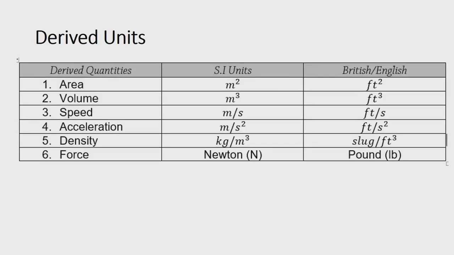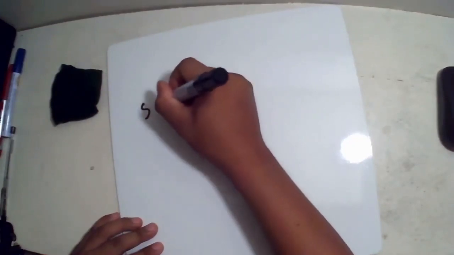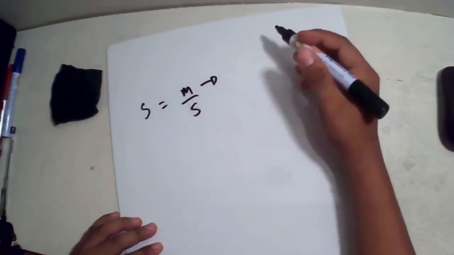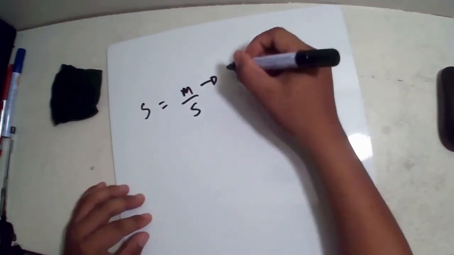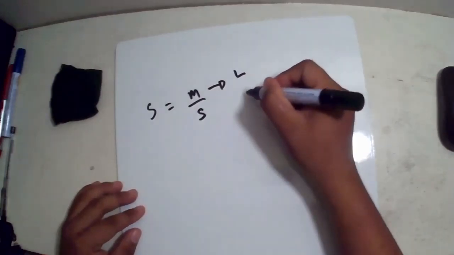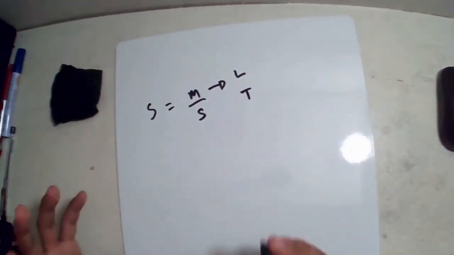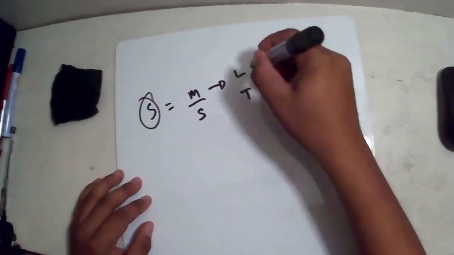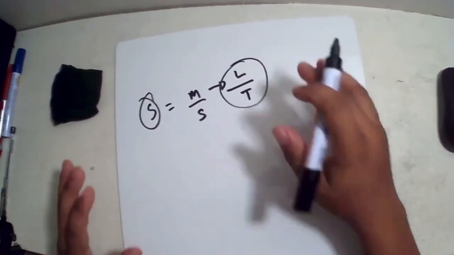Okay, next we have derived quantities or derived units. Derived units are the result, product, or combination of two or more quantities. Let's go for speed. The SI unit is meter per second, so speed equals meter per second. We know that meter is the unit for length, and s here is the unit for time. That means the derived unit for speed is the combination of length and time.